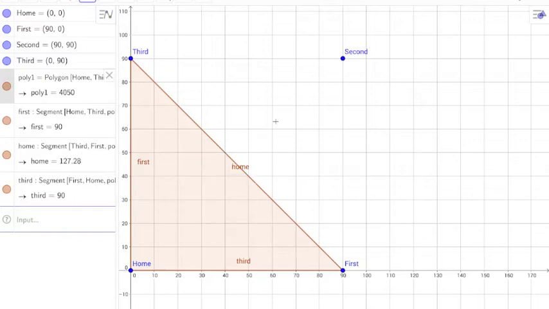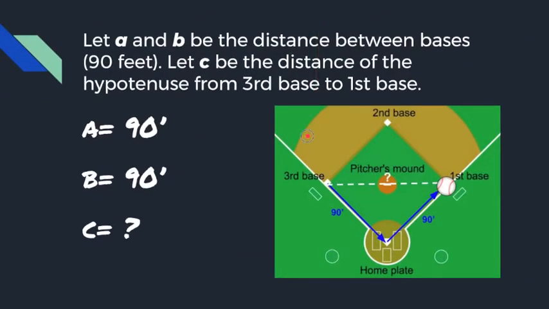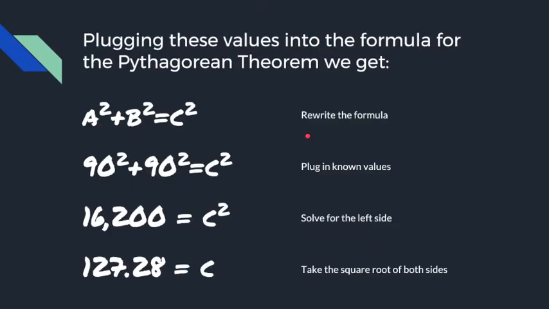So let's go back to our slide and check and see if that works with our math. So basically all we did is we plugged in the values. First, you always rewrite your formula, that is always the first step to solving any problem. And then we know a is going to be 90 and b is also going to be 90. And we just solve for 90 squared plus 90 squared, and that's something you'd probably use a calculator for. You can also use the calculator on GeoGebra.